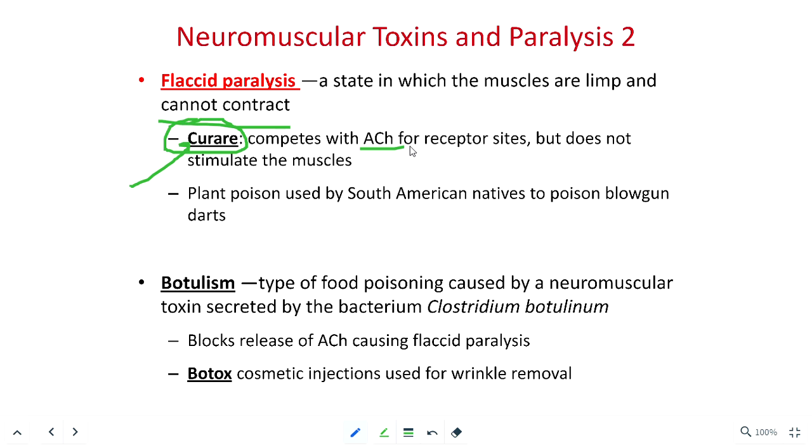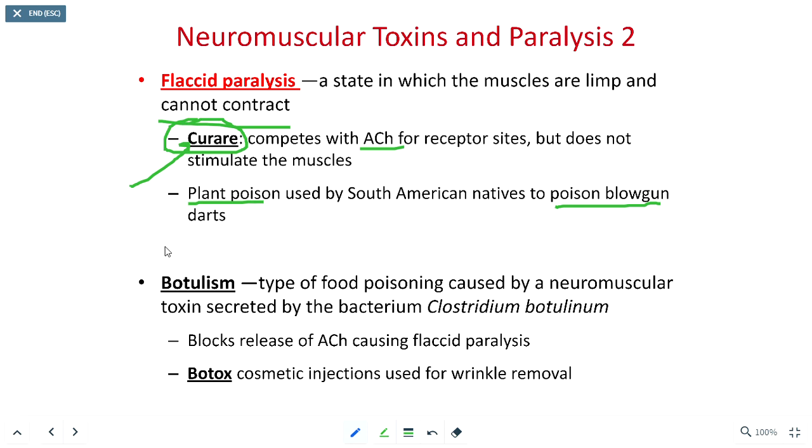As we look at curare, it's typically isolated from plants. Traditionally, it's been used in poison darts or poison blowguns in South America. And when an animal is shot with a wooden dart that has curare on it, that animal in a short period of time will lose the ability to contract its skeletal muscle fibers and goes limp.